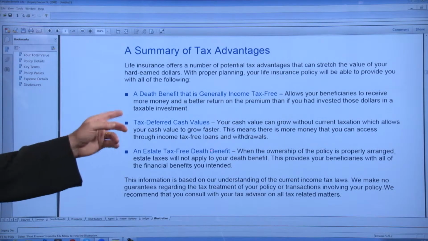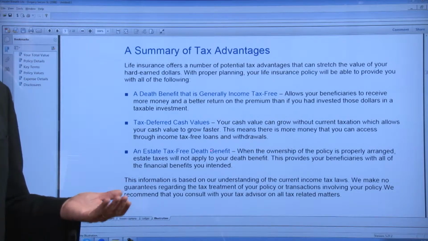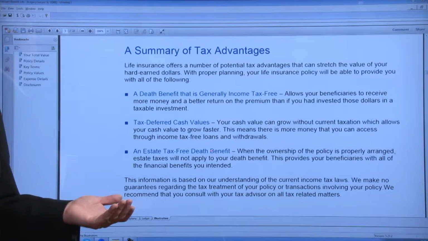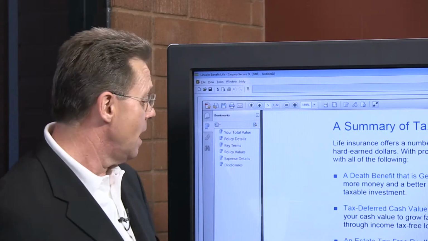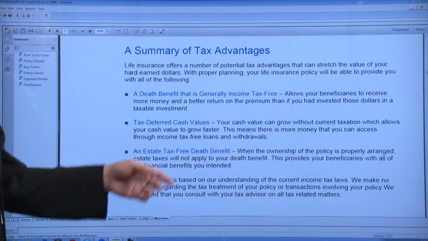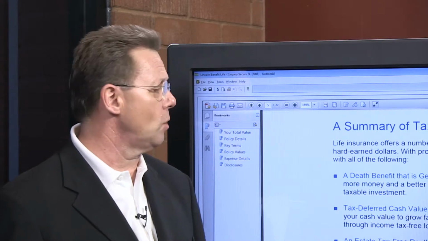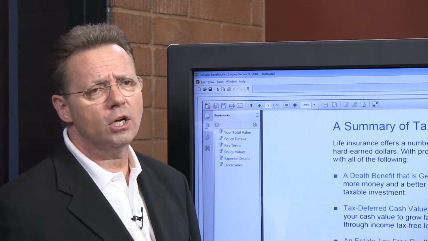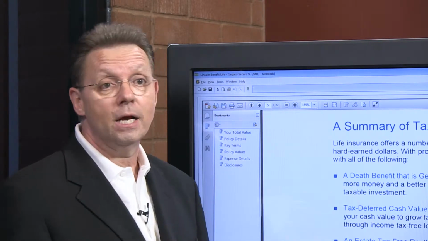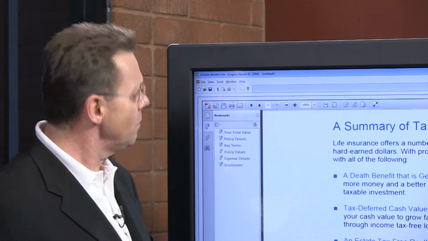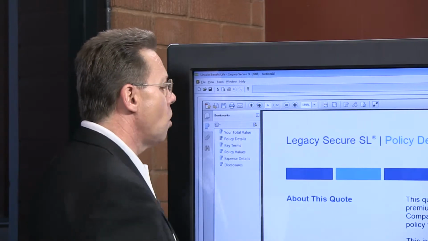It also talks about tax deferral on cash values. As long as the contract's kept in force for the life of the client, this is going to accumulate tax deferred. There's not going to be any taxes on this. And then the last, an estate tax-free death benefit. Again, depending upon how it's owned, I can transfer that to the next generation to pay taxes, charitable giving, make legacy planning, all kinds of ideas that I can do, even income, as I mentioned yesterday. There's all kinds of great ways.